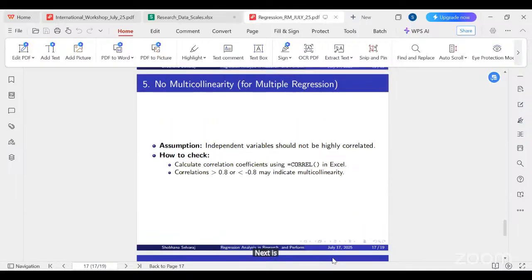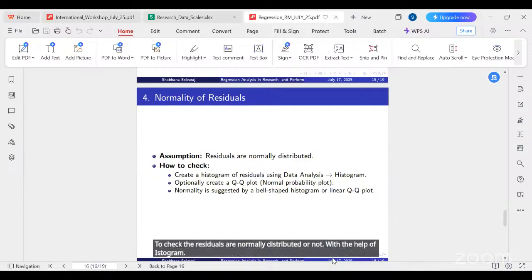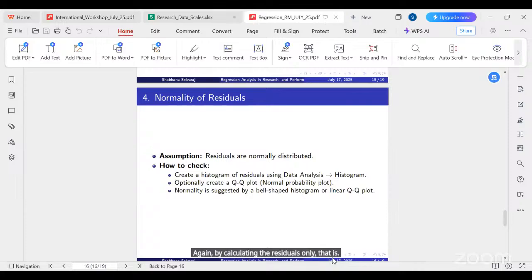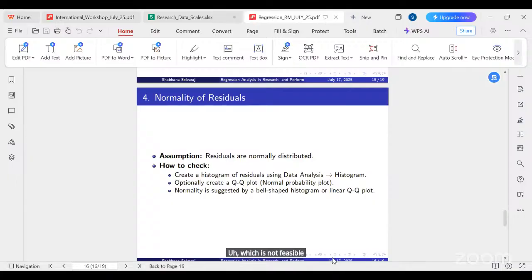Next is the normality of the residuals. Again, to some extent we can do this in Excel, to check whether the residuals are normally distributed with the help of a histogram, again by calculating the residuals first and plotting the histogram of the residuals. The better alternative is the QQ plot, which is the normal probability plot, which is not feasible directly in Excel. You can do it by putting in long formulas, but that is not required. It is feasible in SPSS.